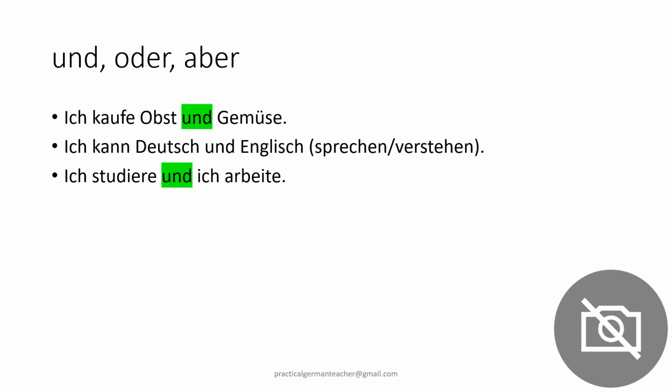All right. Here the conjunction und is used to combine two different sentences. Ich studiere is one sentence. Ich arbeite is another sentence. Please note that the sentence structure does not change after und. So you still have the verb at the second position if you just look at it as one sentence. So verb second position and the subject before it. Again, verb second, subject before it.